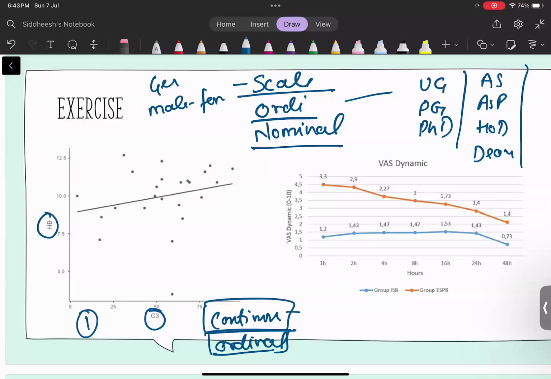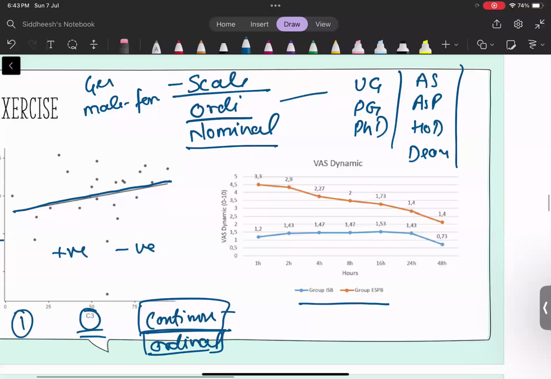What it will tell us is the correlation, either positive or negative. This graph is showing a positive correlation. Why? It is going in the upward direction. It indicates that if HB increases, then automatically C3 increases. This will also give me the correlation coefficient and the P value afterwards, but we are not discussing the statistics part in much depth.